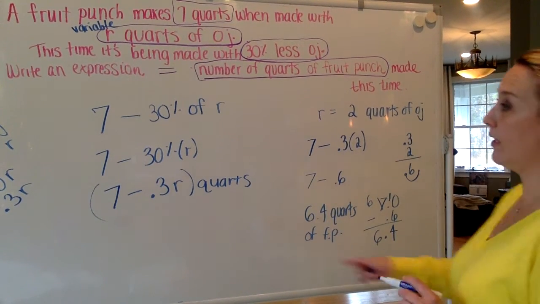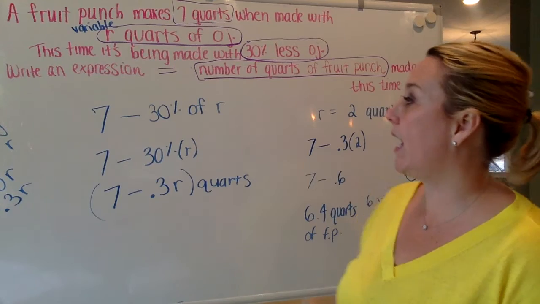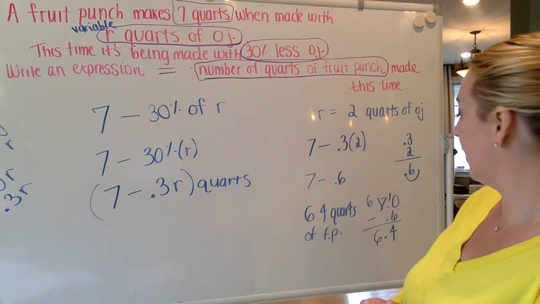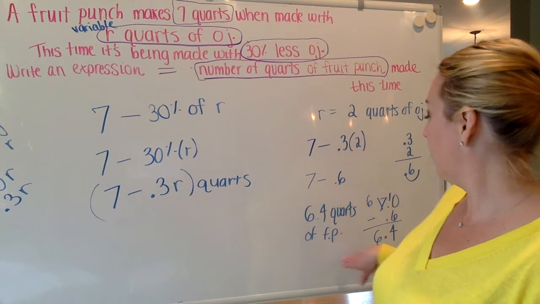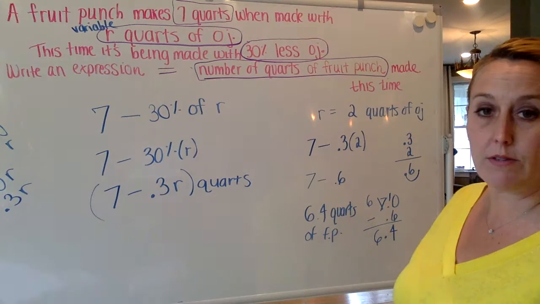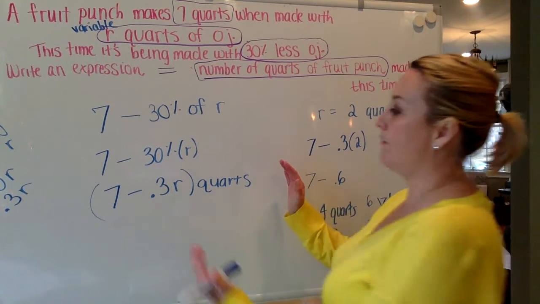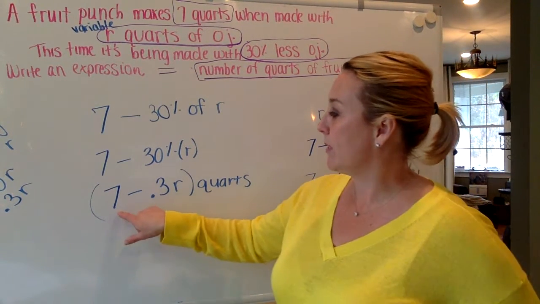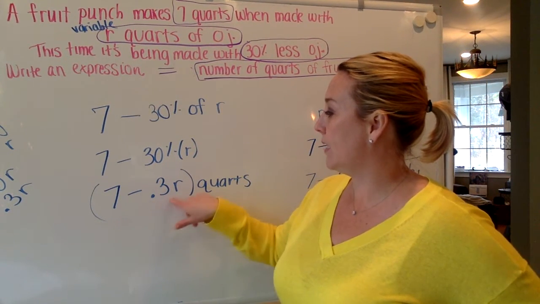Because I told you out of the gate that whatever we get is going to be less than 7 because we reduced the orange juice by 30%. So this does mathematically make sense that we would have less than 7, that we would have 6.4 quarts. So our final algebraic expression for the number of quarts of fruit punch would be 7 minus 3/10 R quarts.